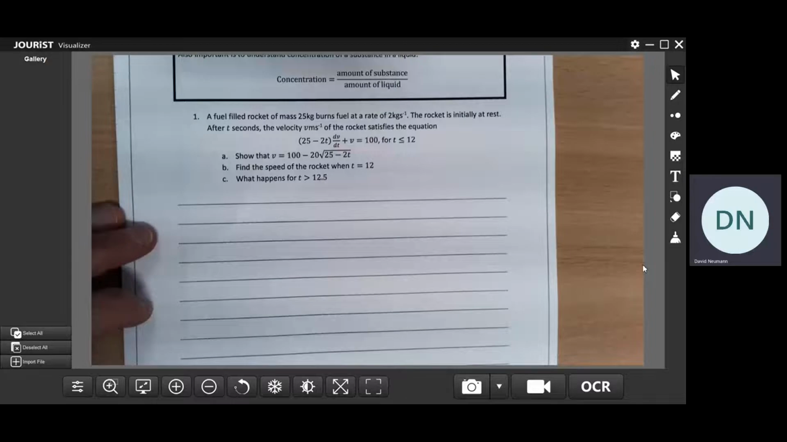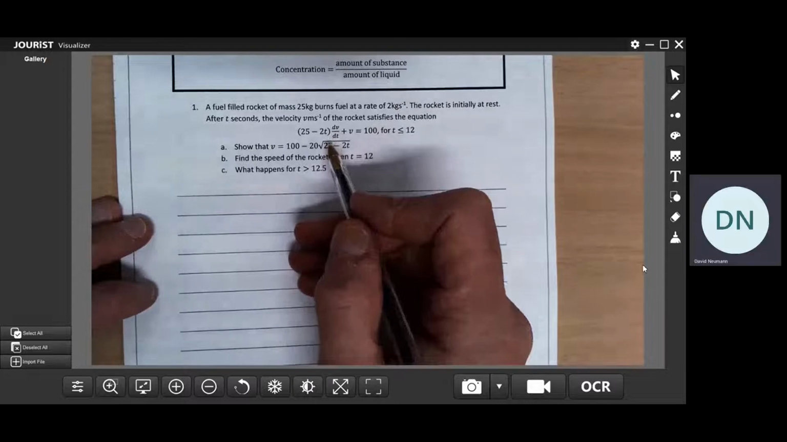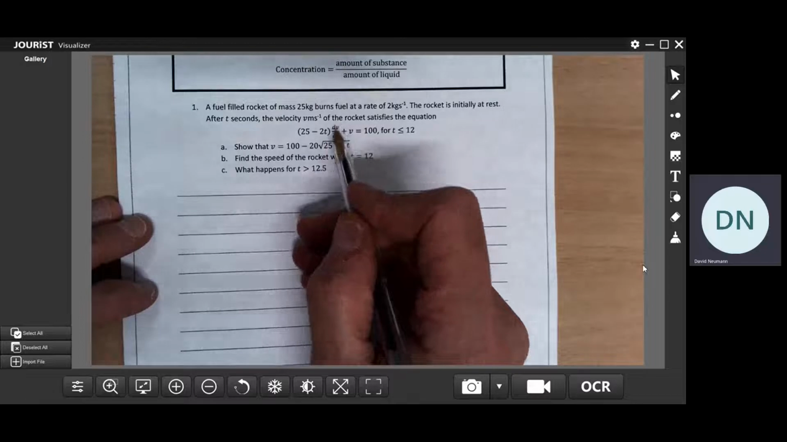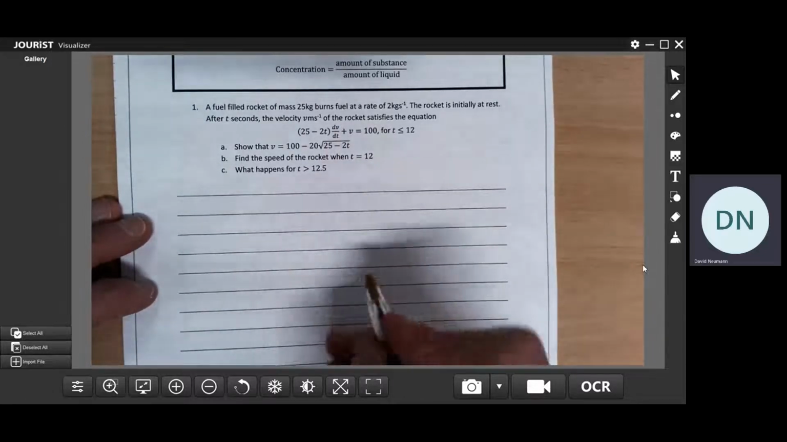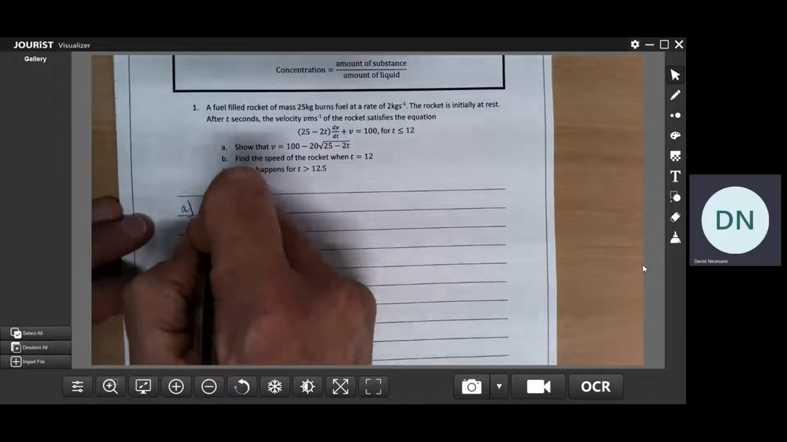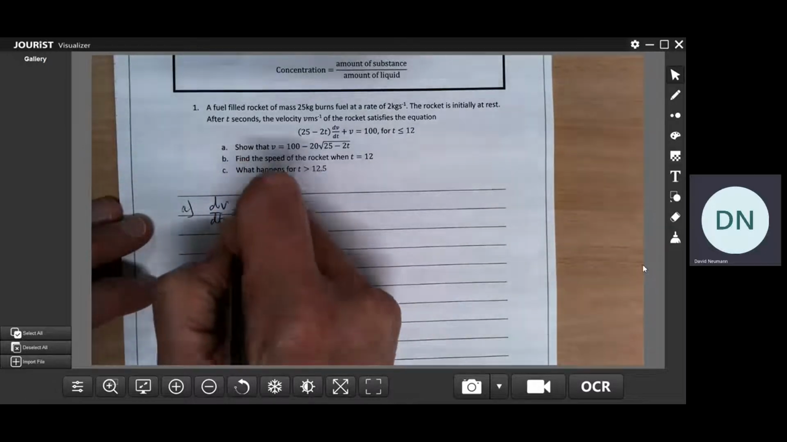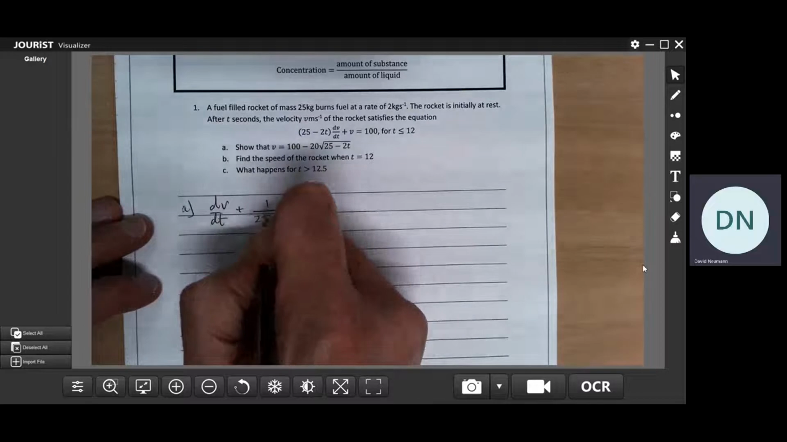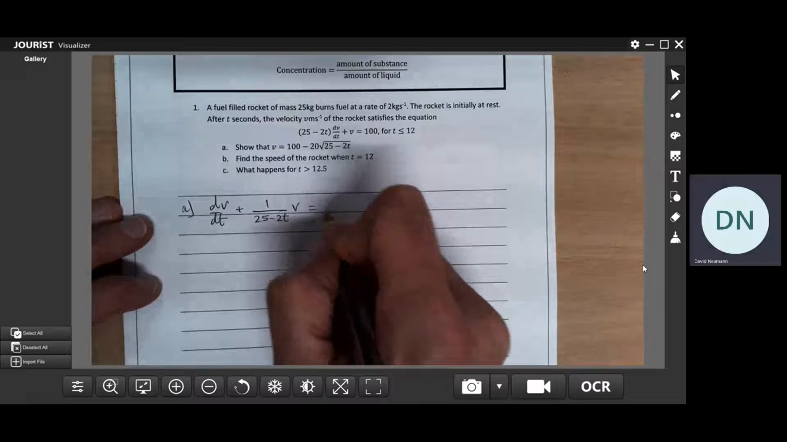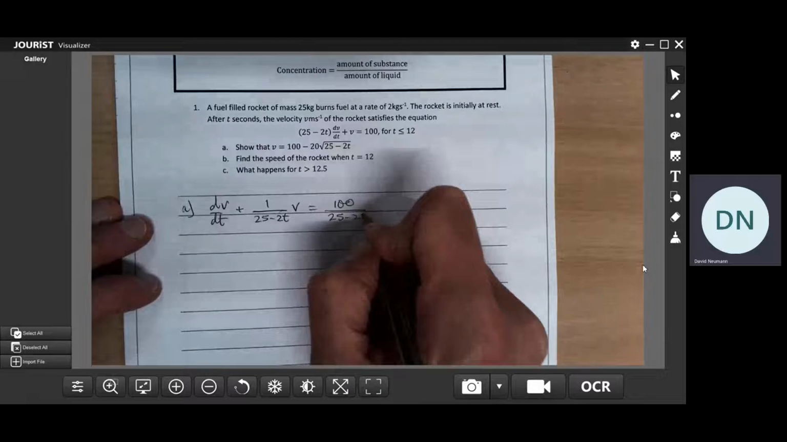So let's go ahead and solve this differential equation. If you remember back to using integrating factors, what we need to do first of all is isolate that dv by dt by itself. So we're going to divide through by this bracket. So for part A, we're going to start off by getting dv by dt plus 1 over 25 minus 2t times v is equal to 100 over 25 minus 2t.